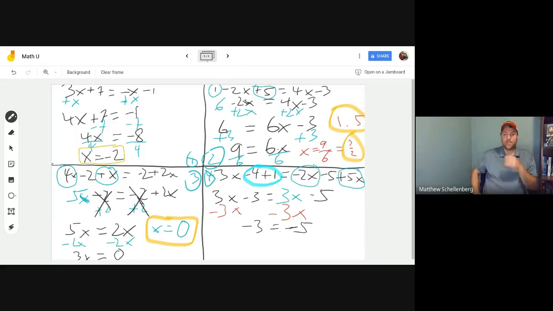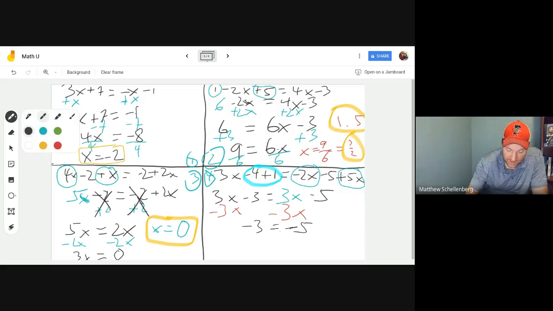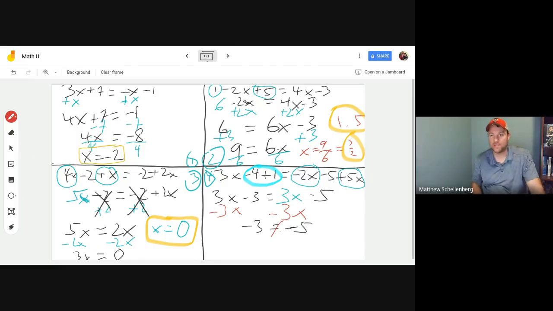So tell me, is there any possible value for x that can make minus 3 equal minus 5? No, there is no answer. There is no such thing as minus 3 equaling minus 5. It doesn't matter what x is. In this case, x doesn't make a difference. So the answer is that there is no solution.